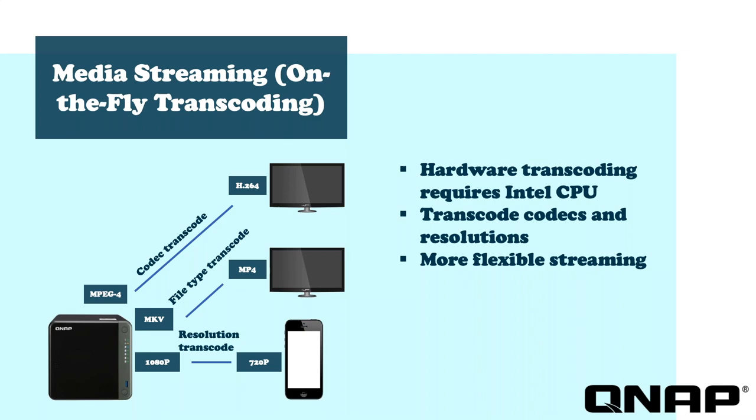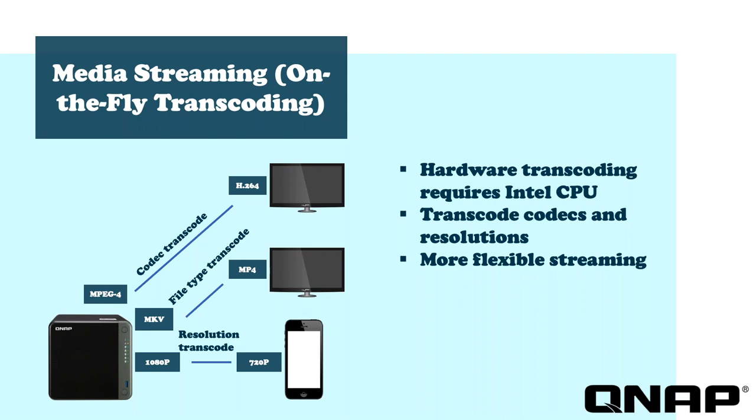On-the-fly transcoding allows the NAS to convert the file so that the device that is streaming is able to play back the video. For example, not all devices are able to play back MKV files, especially Apple devices. MKV files are usually associated with ripped Blu-ray files. So when you try to play back with an Apple device, it may throw out an error.